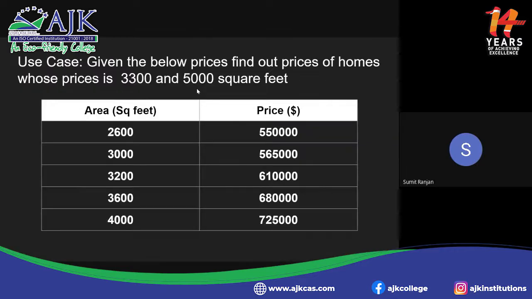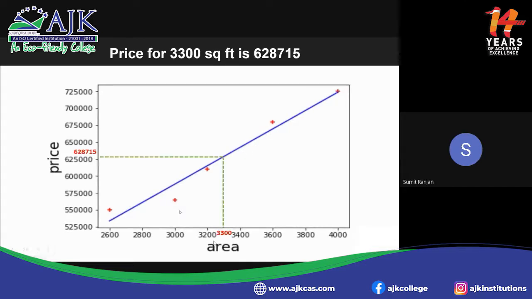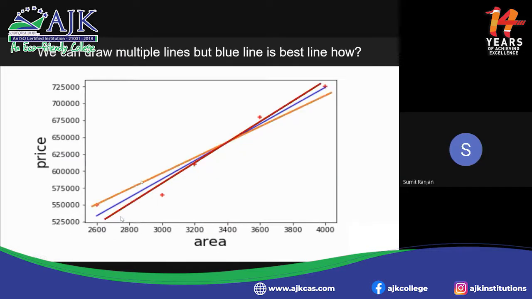Okay, so what we do is plot these values in a scatter plot. Using the scatter plot, you can see for 2,600 this is the value, and this is the value for 3,000, 3,200. So we already have this data here, right? I just plotted it, and you have to draw one line, this blue line over here, and this blue line should be the baseline for all these. Let's say you wanted to find for 3,300, so if you go here, you should find your price 628715. So this should be the price of your 3,300 square feet.